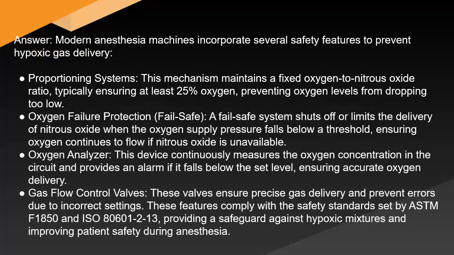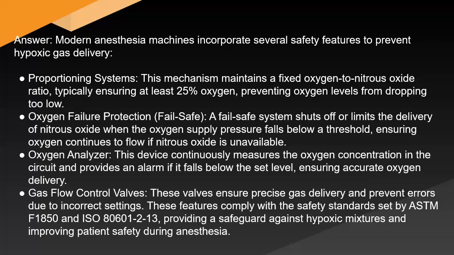Answer: modern anesthesia machines incorporate several safety features to prevent hypoxic gas delivery. Proportioning systems. This mechanism maintains a fixed oxygen to nitrous oxide ratio, typically ensuring at least 25% oxygen, preventing oxygen levels from dropping too low. Oxygen failure protection failsafe. A failsafe system shuts off or limits the delivery of nitrous oxide when the oxygen supply pressure falls below a threshold, ensuring oxygen continues to flow if nitrous oxide is unavailable.